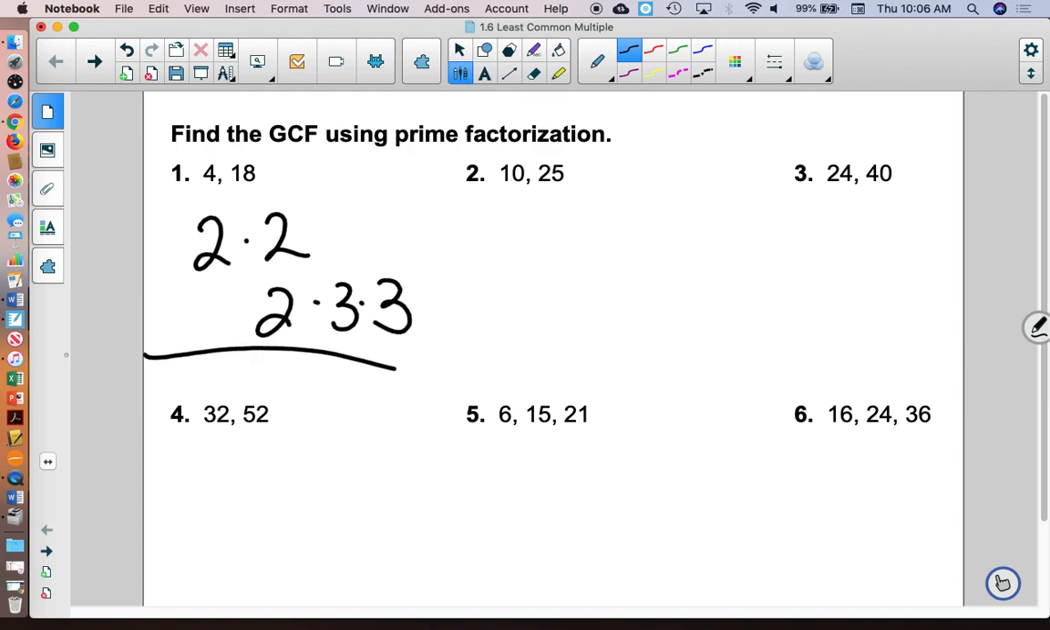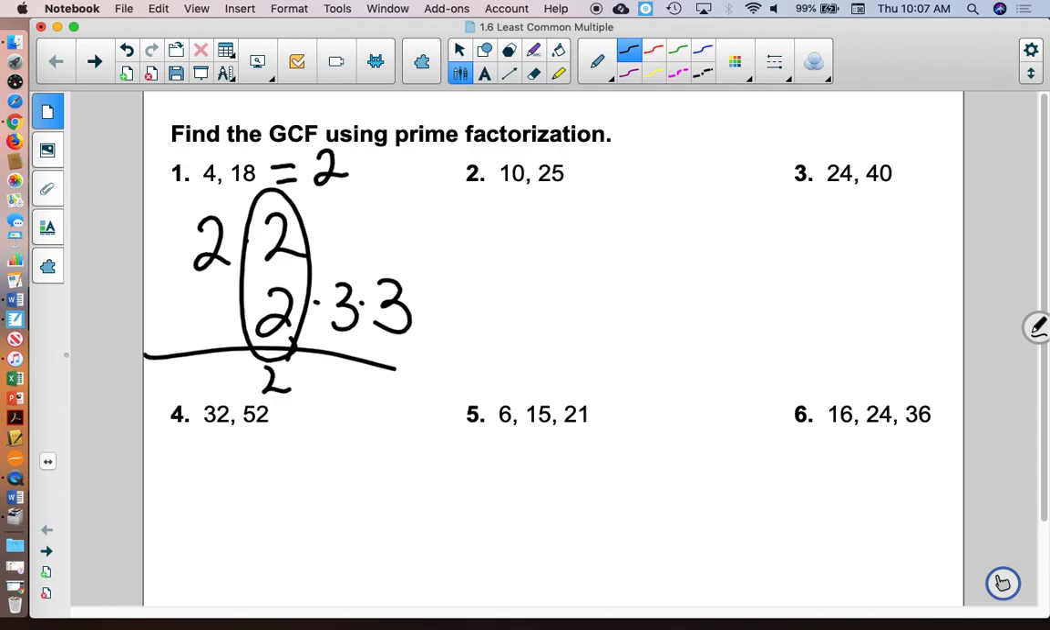Okay? Can I find the GCF of 4 and 18 now? Yeah. What's the GCF of 4 and 18? It's 2. These two got married, right? They create a 2. That's all that's there. The others don't have a partner, do they? No. Can't work.